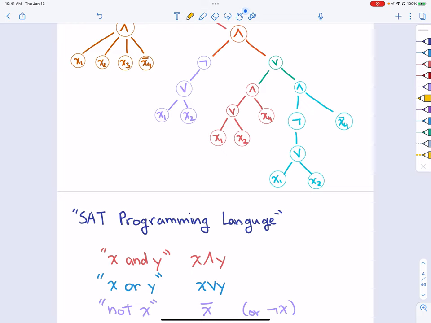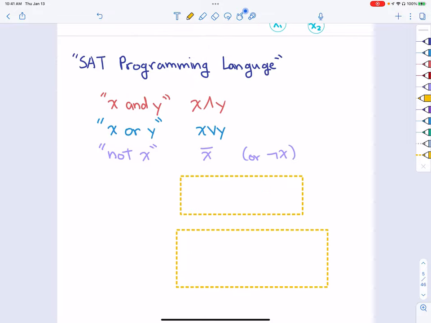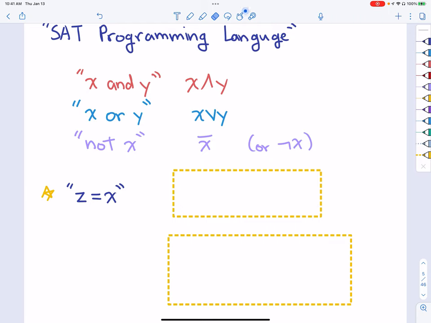So take the following perspective, where I kind of want to think of it as a programming language, right? Because programming languages are useful. We can do things when we program. So here are our three primitives. I can do an and, an or, and I can flip a bit. But suppose I wanted to sort of encode something like z equals x. I have two variables, and I want it to be true only if z is equal to x. Okay? Does anyone want to suggest a formula for this? A two-variable Boolean formula that should only be true if z is equal to x. This is sort of like assignment from a programming language perspective.